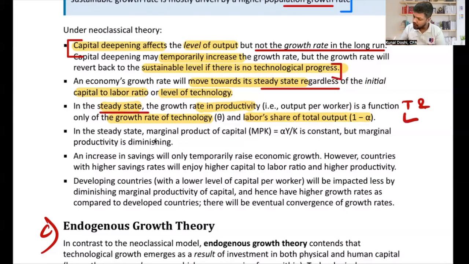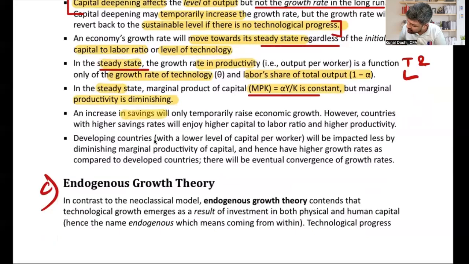Very important. Okay. Now, we discussed marginal productivity, correct? How long should you keep on adding capital? Till the MPK is greater than cost, isn't it? So in a steady state, marginal productivity of capital is constant, but diminishing. That means there's no point in adding more capital. So if you put in more capital, it will have diminishing returns, right?